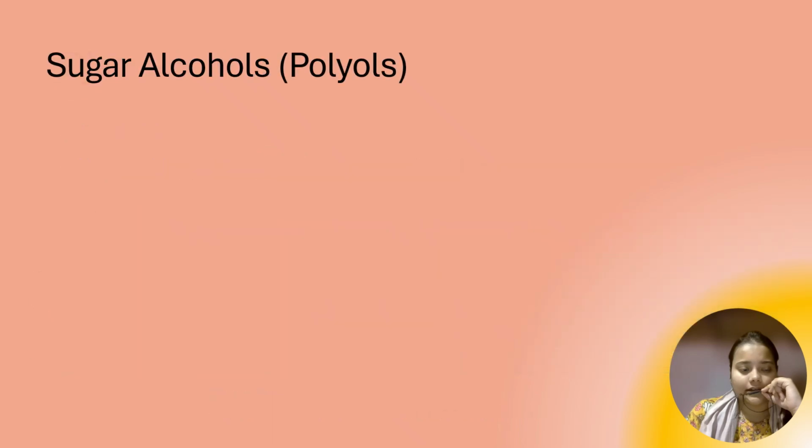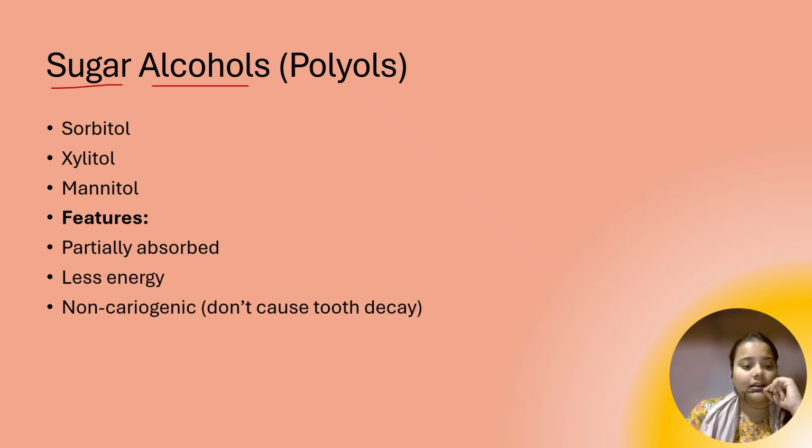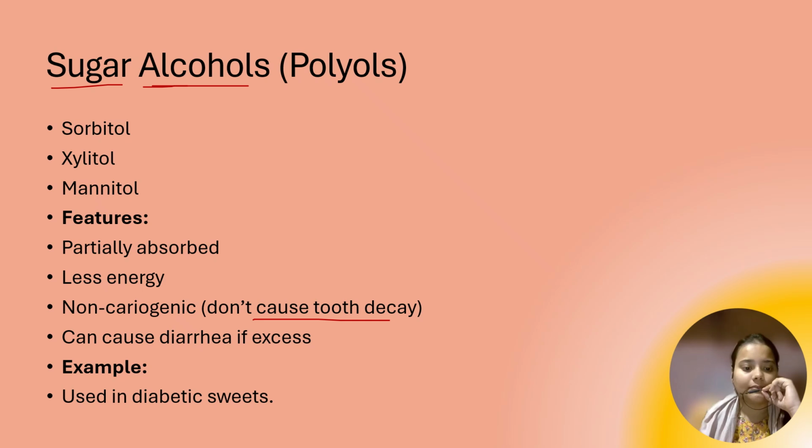Coming to the next, sugar alcohols, which are known as polyols. Examples are sorbitol, xylitol, and mannitol. Features are that these are partially absorbed, give less energy, and are non-cariogenic; they do not cause tooth decay. This also you can write in your answer if the question is what are carbohydrates, classify them into their types. They can cause diarrhea if taken in excess. An example is use in diabetic sweets.